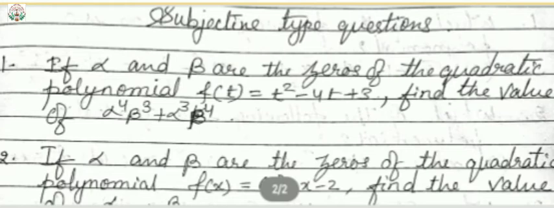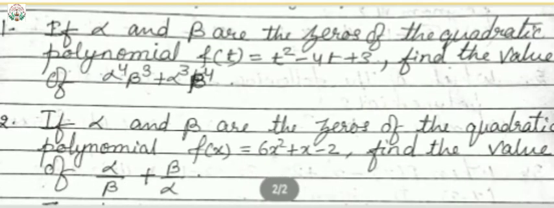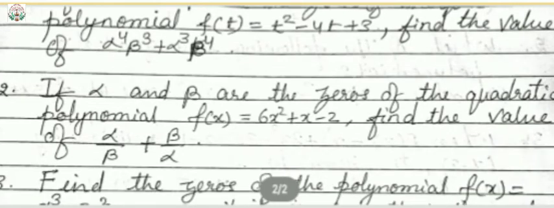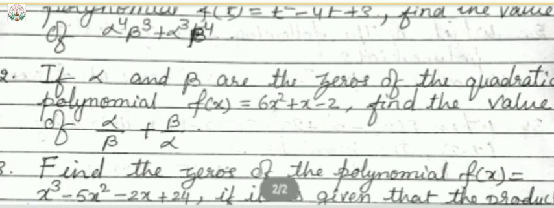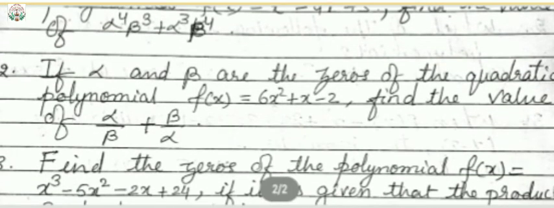So now substitute the value of alpha into beta and alpha plus beta in the given expression. Then solve the values, and what value you are getting, that will be the answer. Okay, now second question is: if alpha and beta are the zeros of the quadratic polynomial f of x equals to 6x square plus x minus 2, find the value of alpha upon beta plus beta upon alpha.